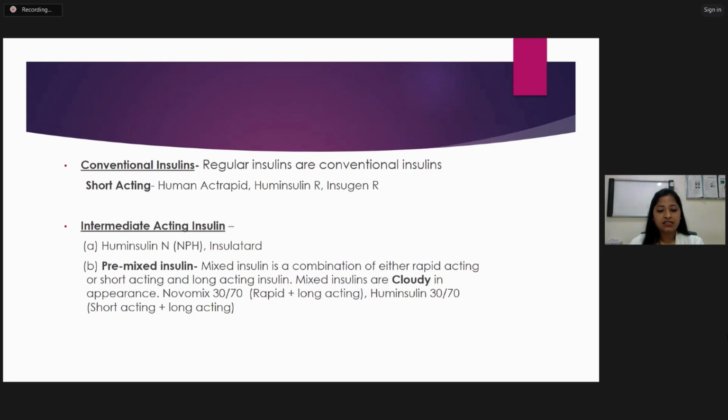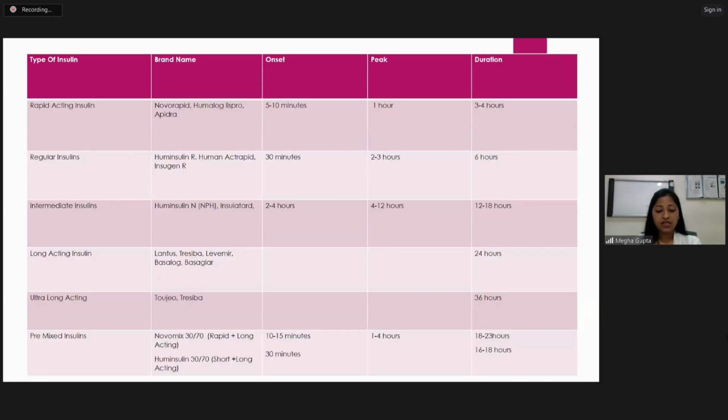premixed insulin. These are combinations of either rapid-acting insulin or short-acting insulin with the long-acting insulin. Mixed insulins are cloudy in appearance, and an example of a human premixed insulin is Novomix 30. This is a combination of rapid and long-acting insulin. Another is Human Insulin 30/70, which is a combination of short-acting insulin and long-acting insulin. These insulins need to be mixed before taking, which is a very important point. Care needs to be taken while injecting premixed insulin.